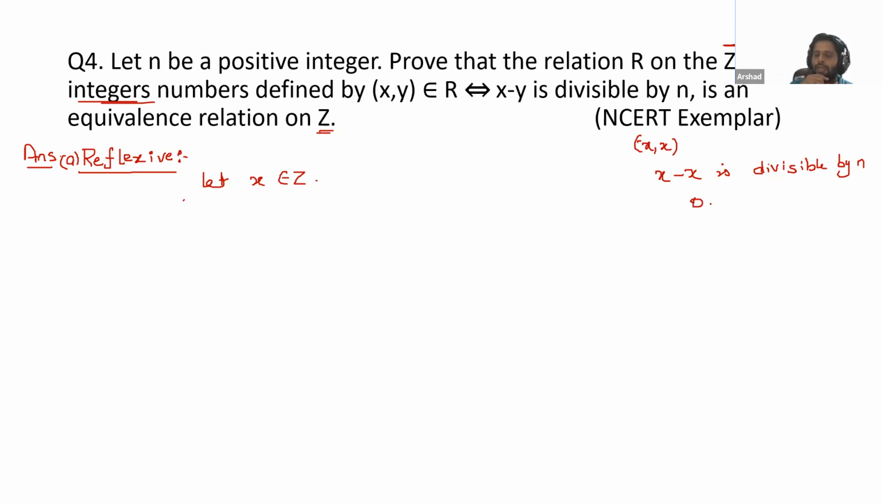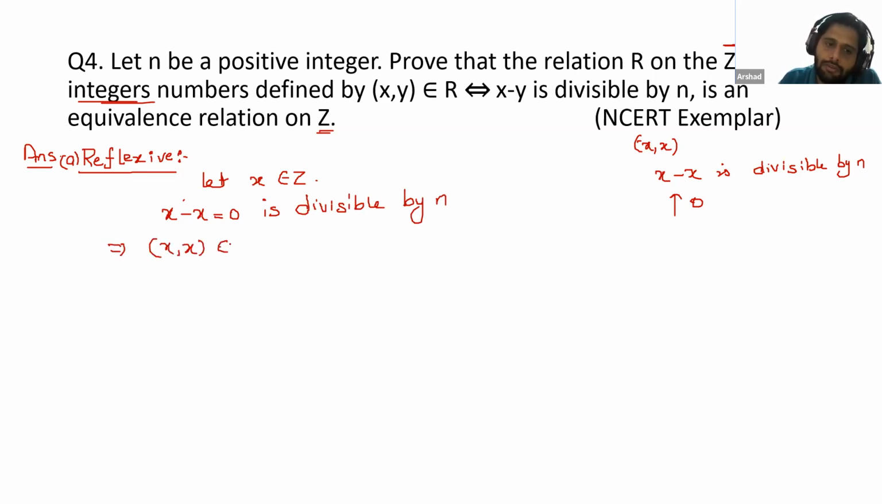So what is x minus x? It is 0. Can anyone tell me whether 0 is divisible by n or not? Yes, 0 is divisible by every number. So let x belong to Z. x minus x is equal to 0, which is divisible by n. This implies (x, x) belongs to the relation R. Hence the relation R is reflexive.